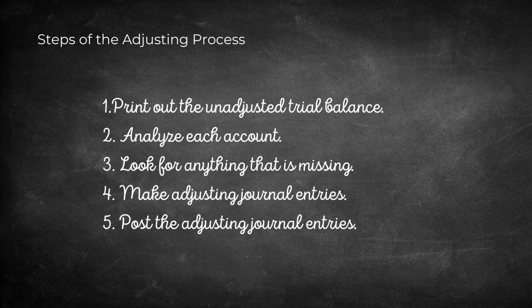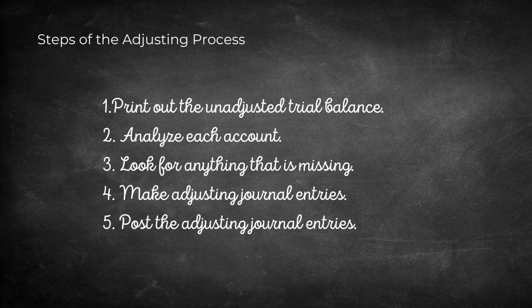So, the first one is print out the unadjusted trial balance. Next is analyze each account and then look for anything that is missing. Next is make adjusting journal entries. And then the last one is post the adjusting journal entries. This is a systematic way to prepare and post adjusting journal entries that accountants have been using for about 500 years. So let's dig into each step.